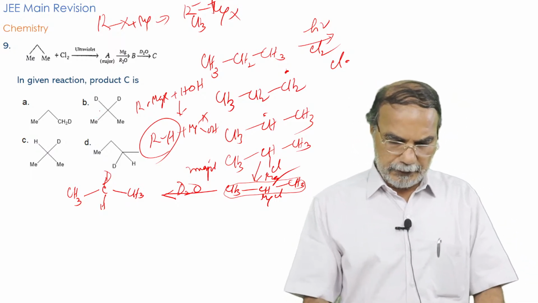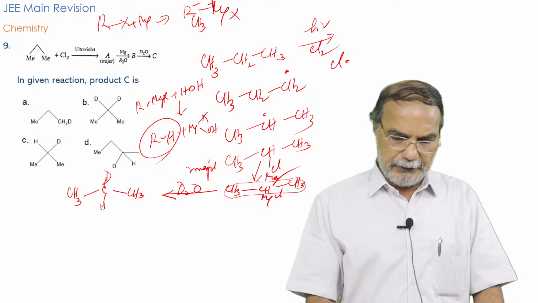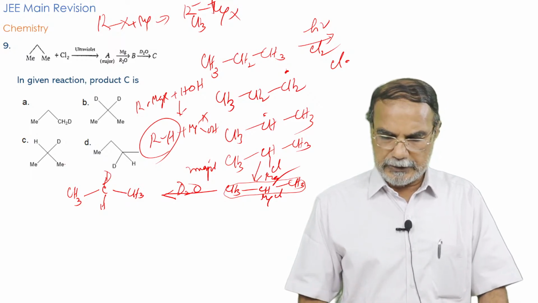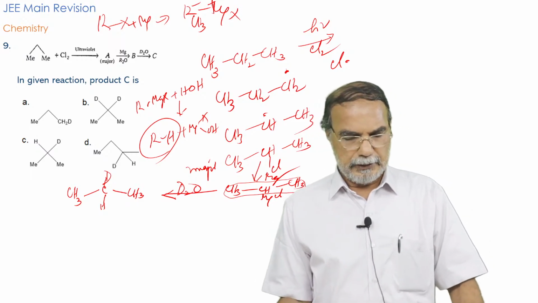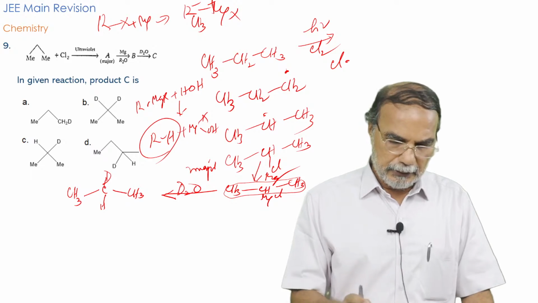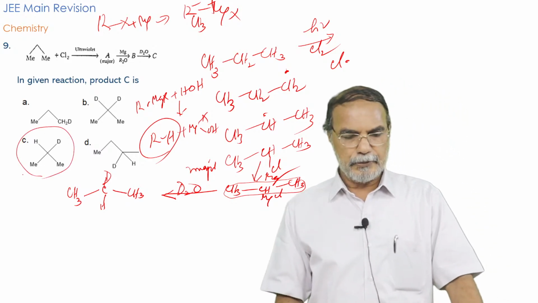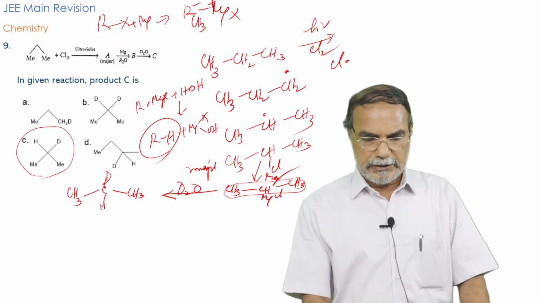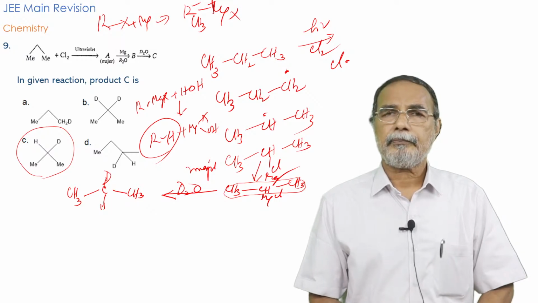CH3, CH, that H is already there, and D, CH3 is the product. That is the correct choice. The correct choice is C. This is the correct choice of the question. The product formed is CH3CHDCH3.